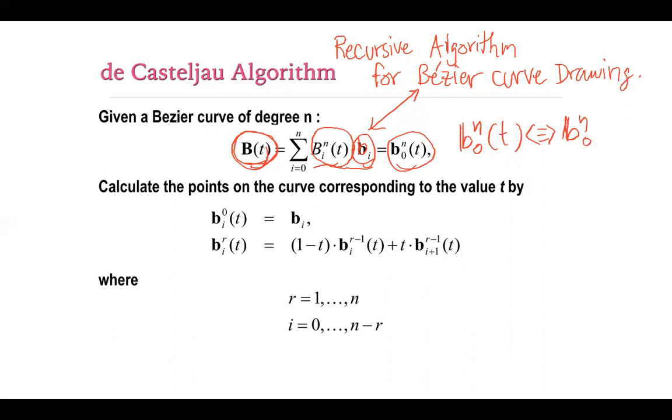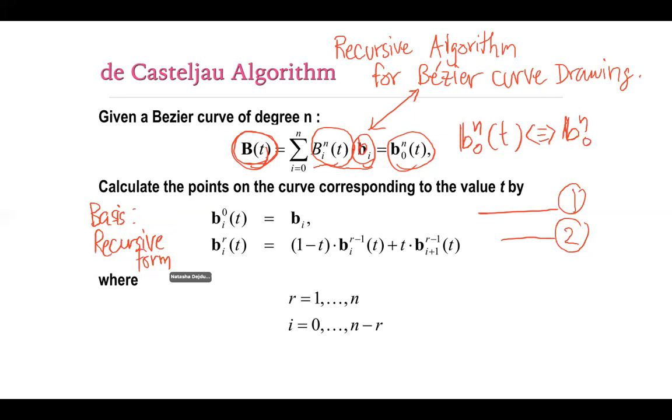The Casteljau algorithm, the equation is very simple. You only use 2 equations. The first one is the basis, and this one is the recursive form. Okay, so if n is equal to 0, this will equal the control point.